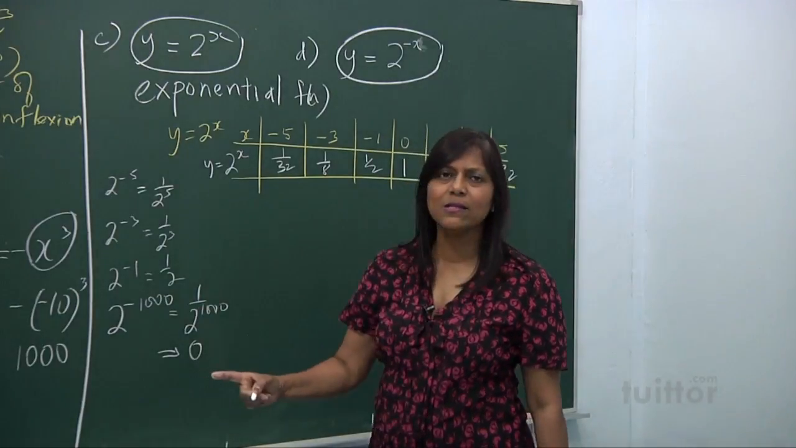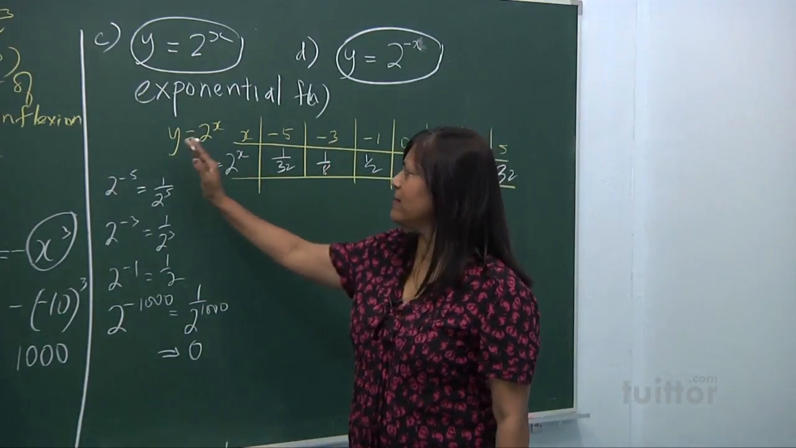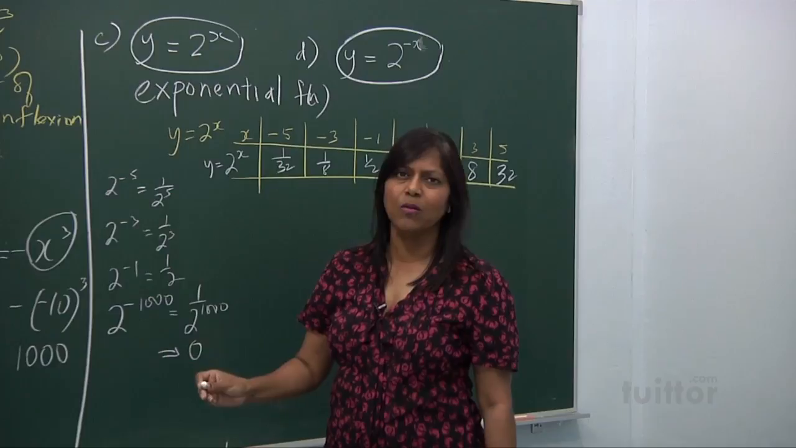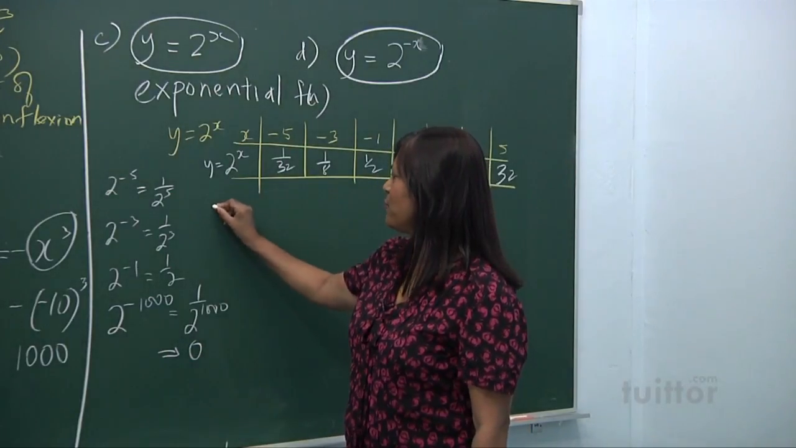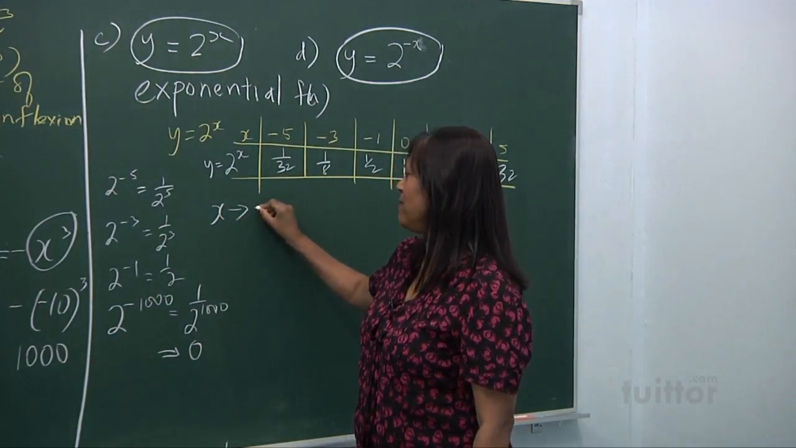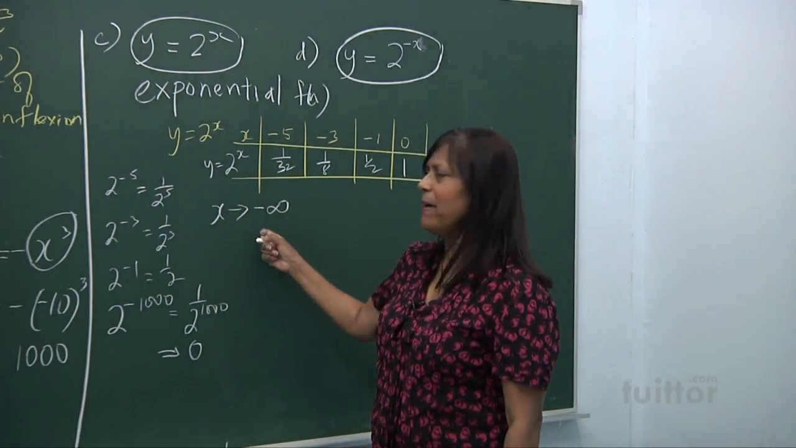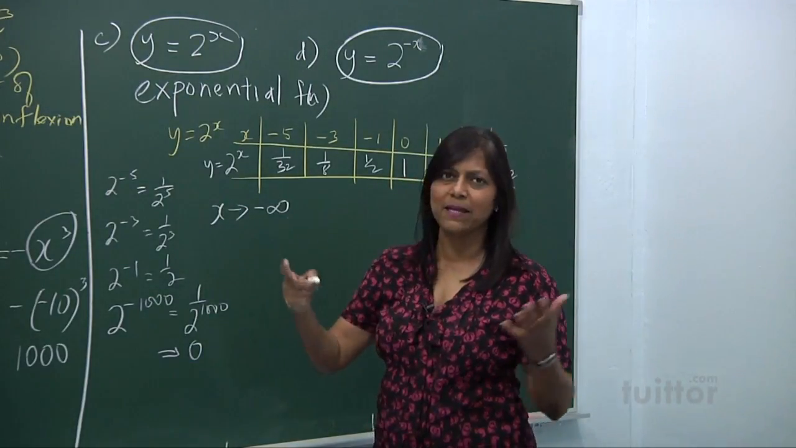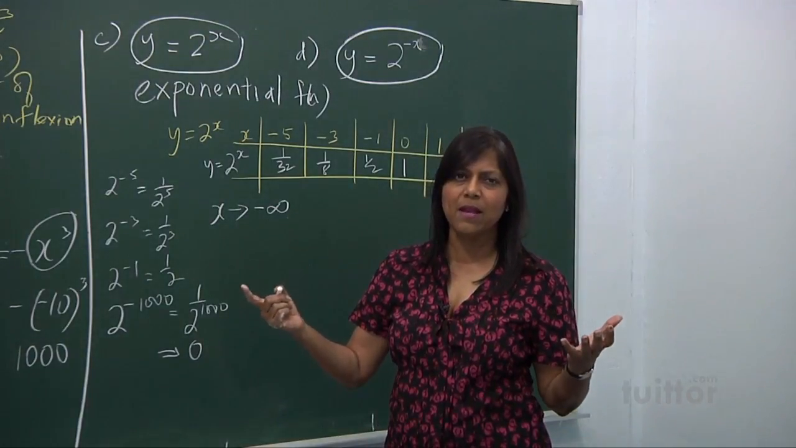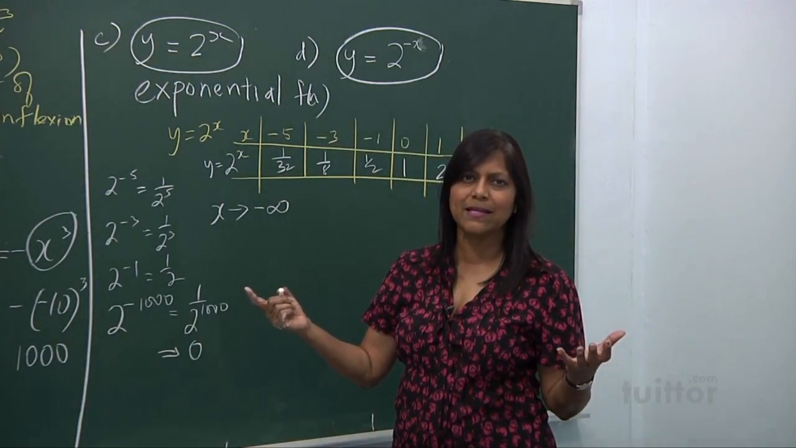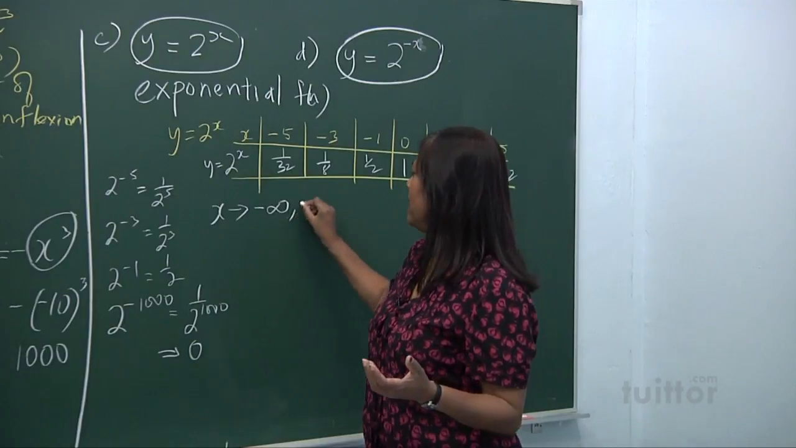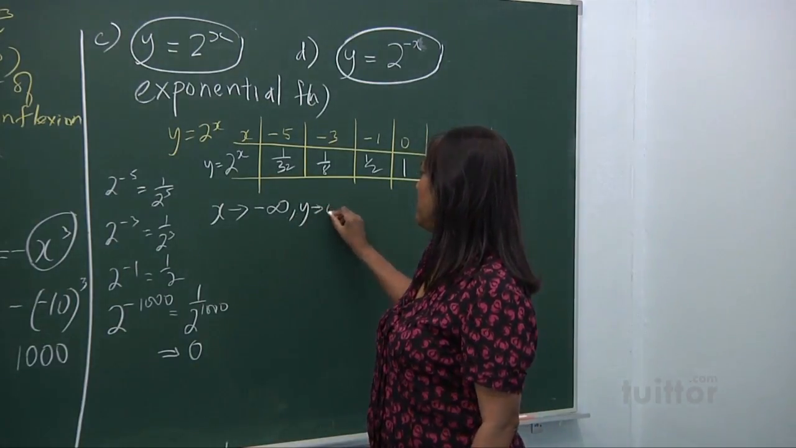Alright? So what it tells you is that when x gets very small, when x approaches minus infinity, alright? When I say minus infinity, it means x is minus 1 million, 10 million, whatever you can say as a negative, y approaches 0.